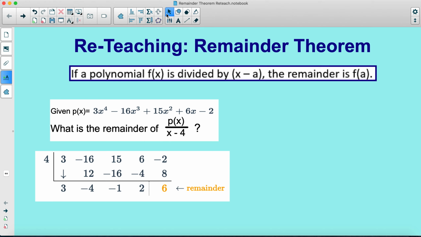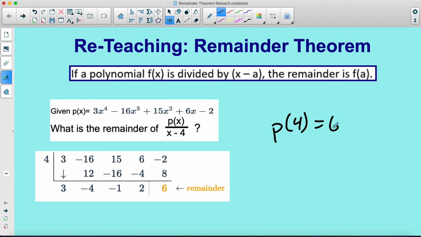That means if we were to plug in 4, x minus 4, x minus a, so if you plug a into the function 3x squared minus 16x cubed plus 15x squared, that whole thing, p of x, you'll get 6, the same as the remainder when you divide. That's what the remainder theorem says.